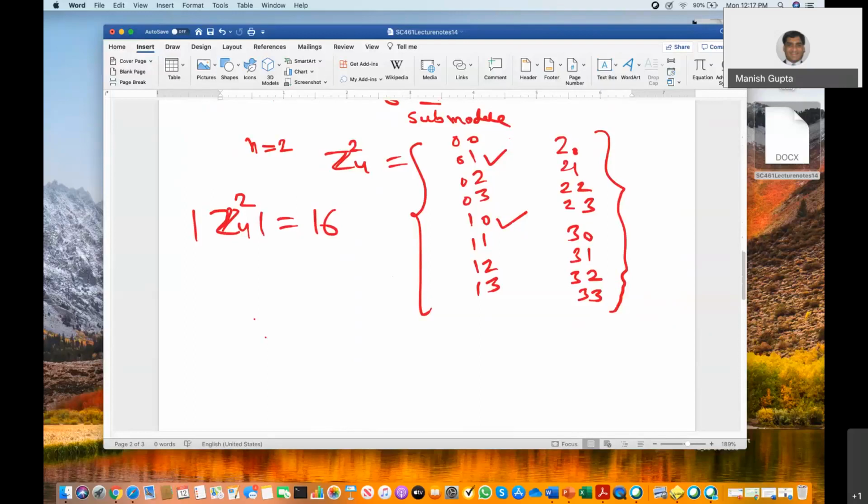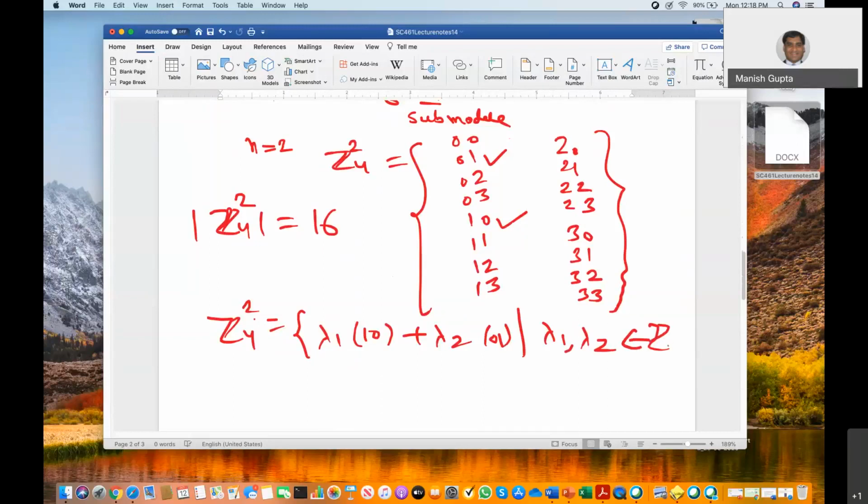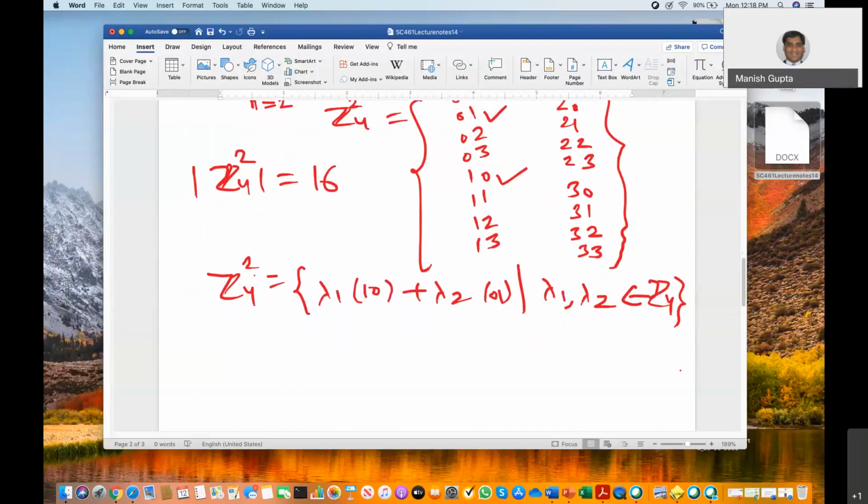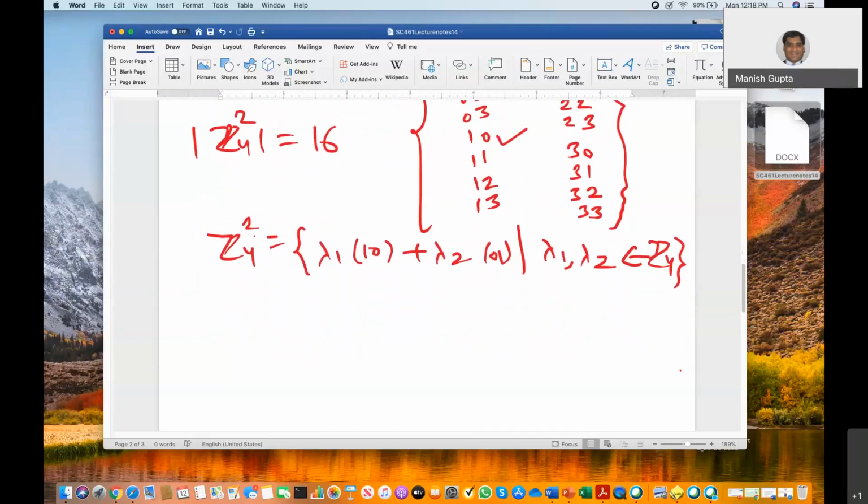Okay, so that means I can generate the whole space Z4 square as lambda 1 times (1, 0) plus lambda 2 times (0, 1), such that lambda 1 and lambda 2 belong to Z4, right? So we will get all the 16 vectors. Lambda 1 possibilities are 0, 1, 2, 3. Similarly, lambda 2 possibilities are 0, 1, 2, 3. And we get all the 16 vectors. Now, I'm going to take a subcode of it and see what happens.